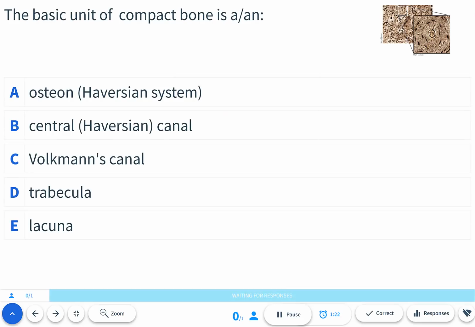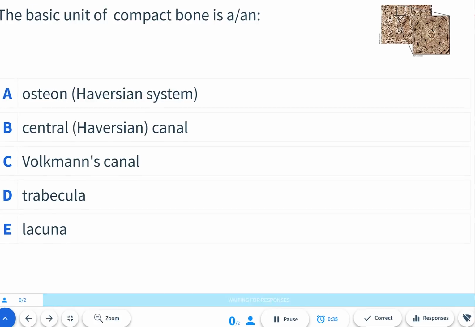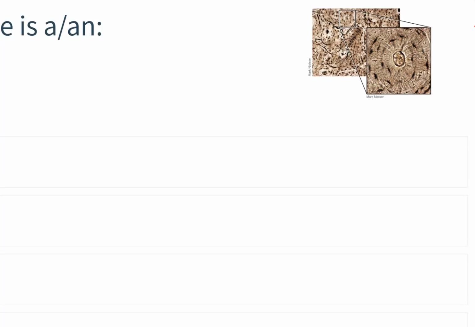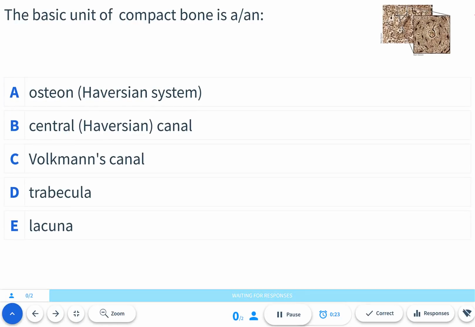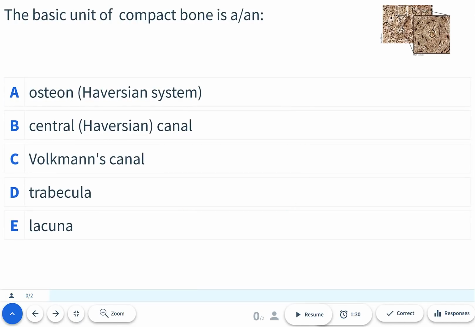The basic unit of compact bone is the osteon, or the Haversian system, formed of concentric rings or lamellae of calcified matrix surrounding a vertically oriented blood vessel, which is called the central canal or Haversian canal. You can see the osteon here, and it is actually the basic unit of compact bone. The Haversian canal is the central canal of the Haversian system, and it is a component of the osteon. So it is not by itself the basic unit, it's a component of the basic unit.